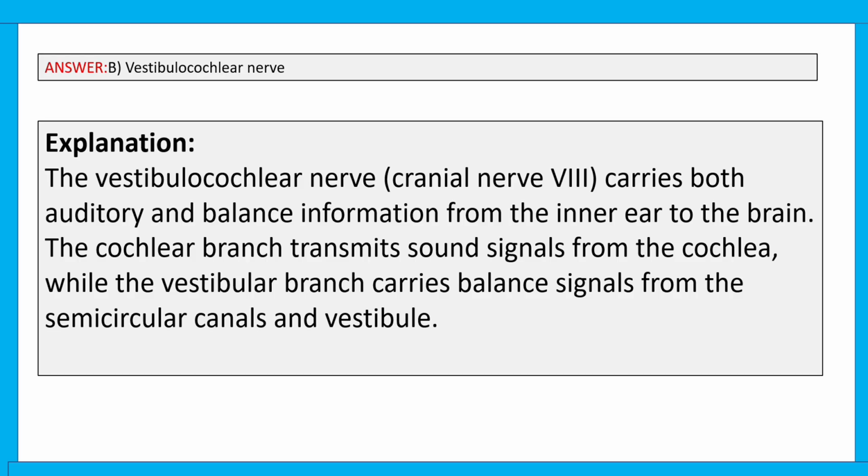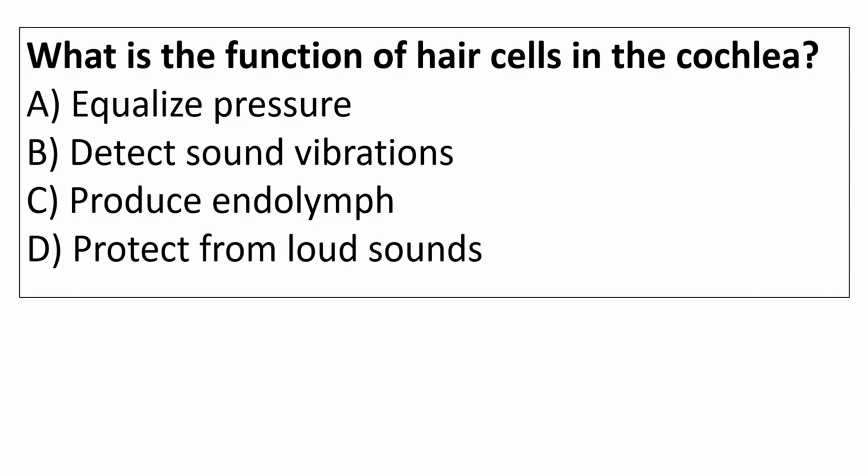The vestibulocochlear nerve, cranial nerve 8, carries both auditory and balance information from the inner ear to the brain. The cochlear branch transmits sound signals from the cochlea, while the vestibular branch carries balance signals from the semicircular canals and vestibule.